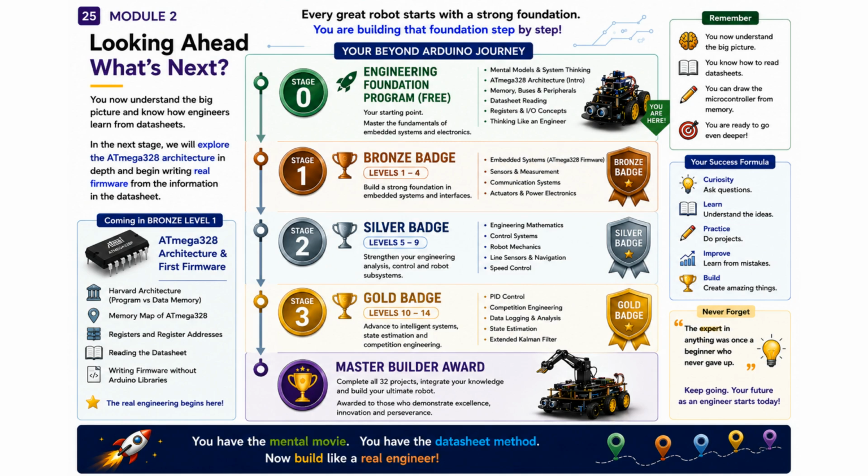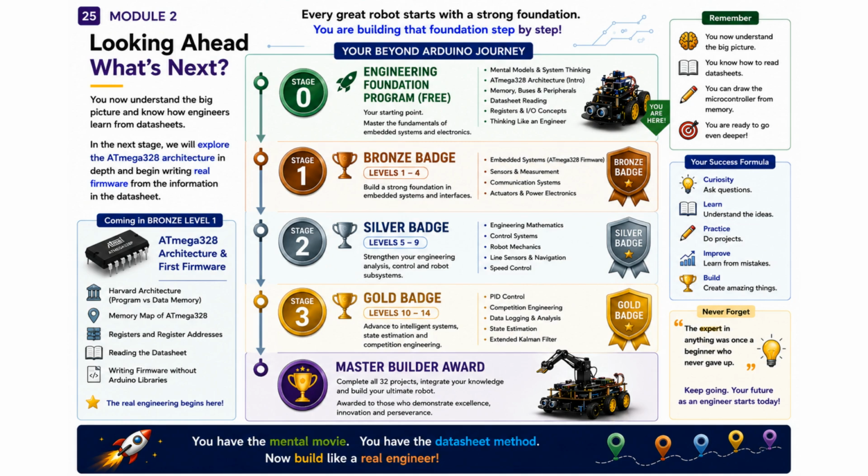Remember our Beyond Arduino journey. Stage 0 is the engineering foundation program that you are following right now. It gives you the essential building blocks of embedded systems and electronics. After that comes the bronze badge. There you will master embedded systems, sensors, communication systems, actuators, and power electronics. Then comes the silver badge. You will learn engineering mathematics, control systems, robot mechanics, line sensors, and speed control.